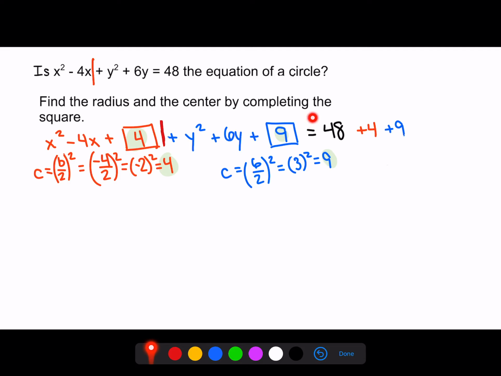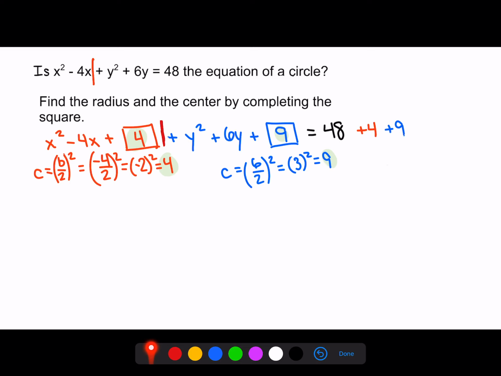From here, we focus on the blue equation. So y squared plus 6y equals 9. Well, half of 6 is 3. 3 squared is 9. So I add a 9 inside the box and also to the other side.